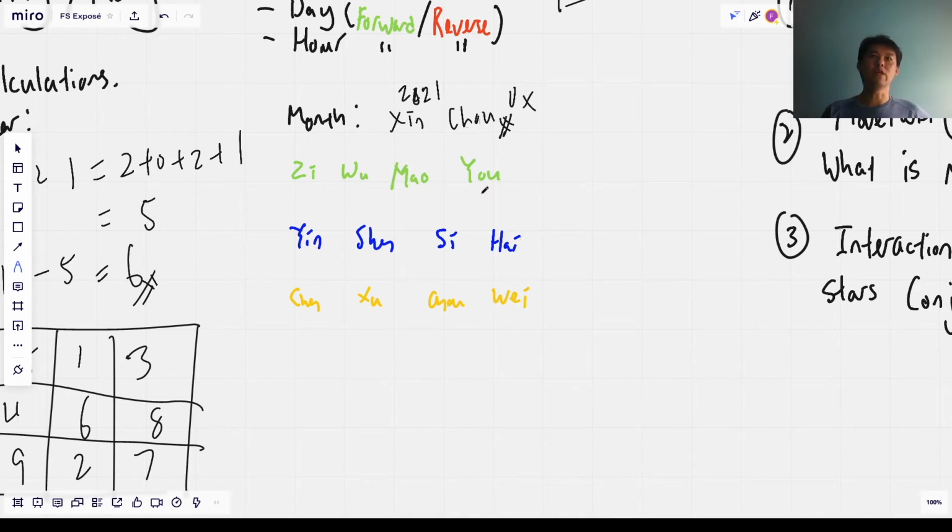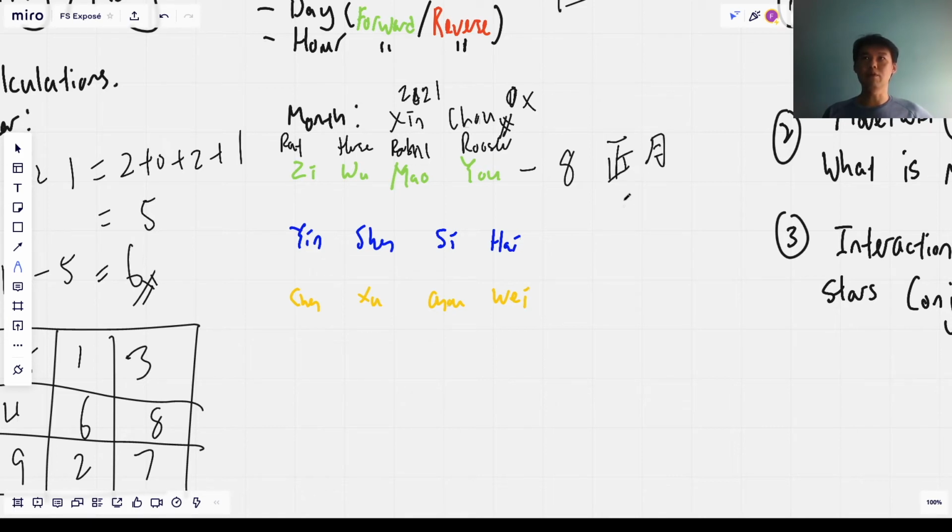What we do is look at the zodiac of the year, and from the zodiac of the year we decide which group it belongs to. If the zodiac of the year is 子午卯酉, which is the rat, horse, rabbit, and rooster, then you have 8 as the starting number, 8 for the first month, 正月.